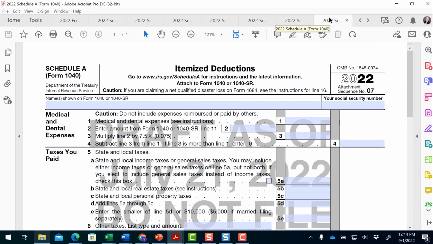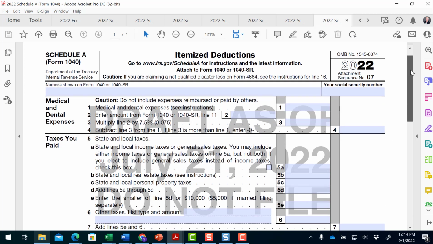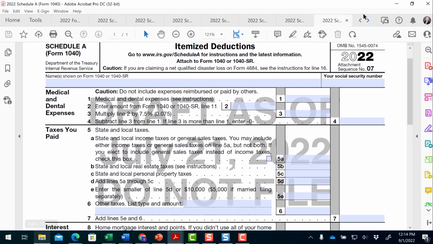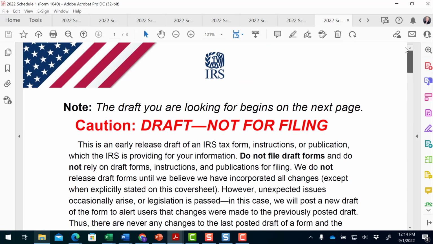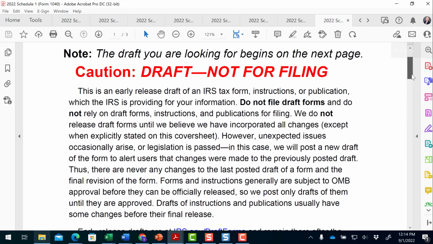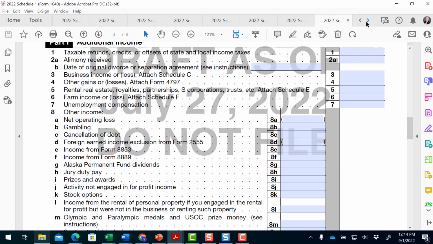Schedule A is the itemized deductions. I discussed this earlier, right? There's medical, taxes, interest, etc. I won't make us look through that one again. This looks like Schedule 1, which I hadn't brought up before. Oh, it is, right? But we did discuss it already.